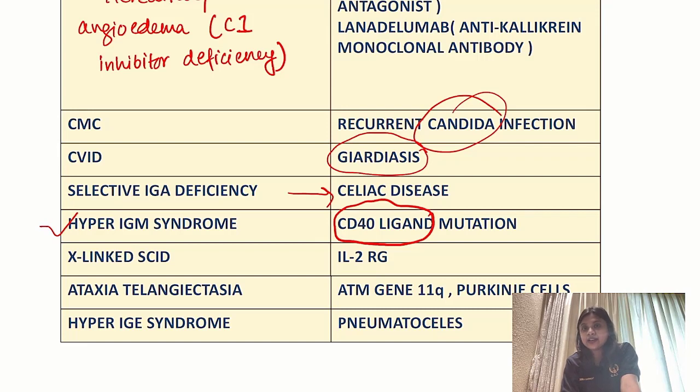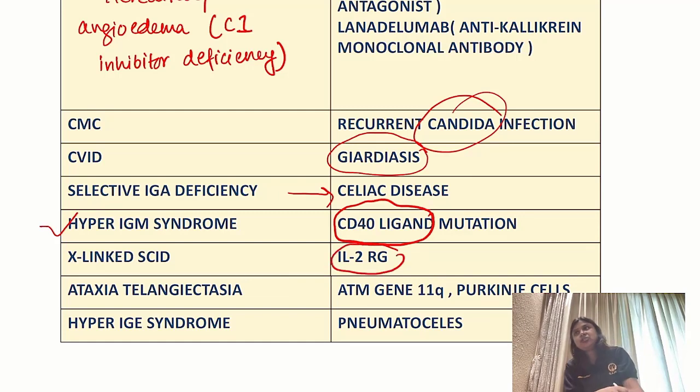And X-linked SCID. What is SCID? Severe combined immunodeficiency. The history was about the bubble baby disease and X-linked SCID. SCID can be X-linked, and it can be autosomal as well. X-linked SCID is associated with interleukin 2 receptor gamma.